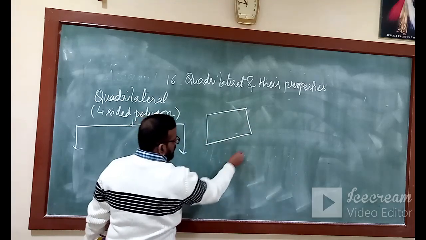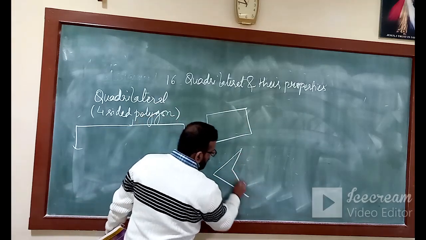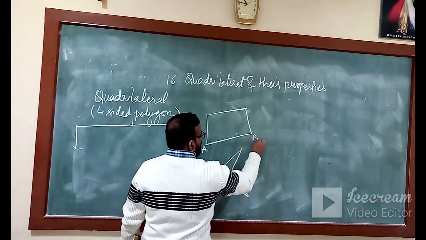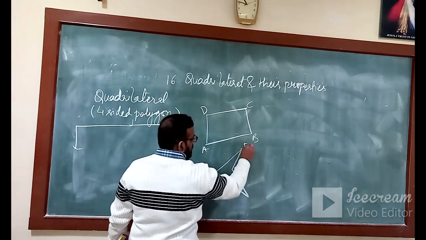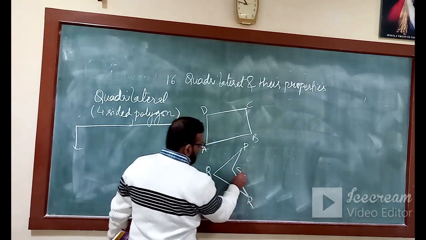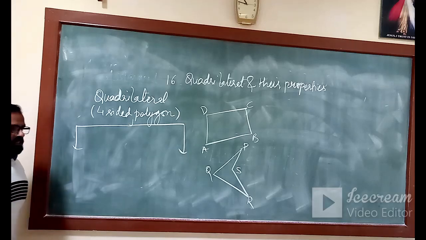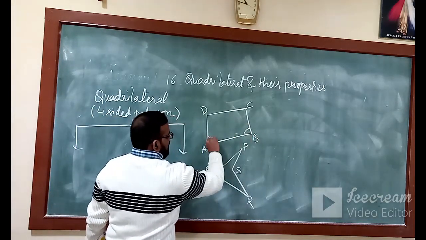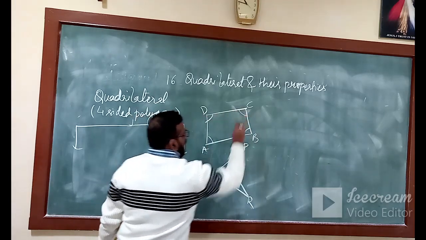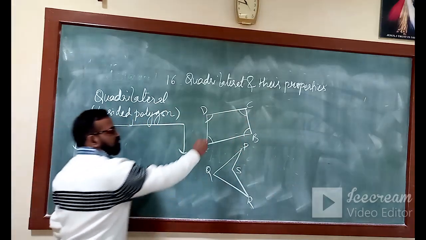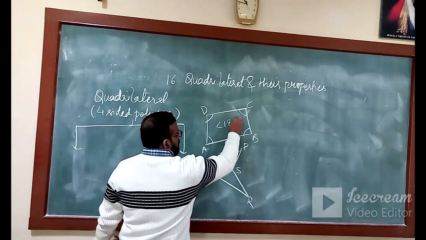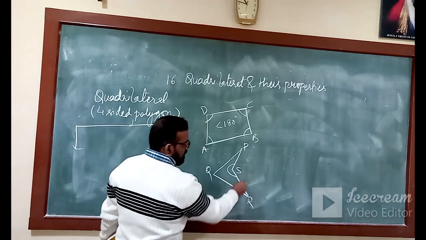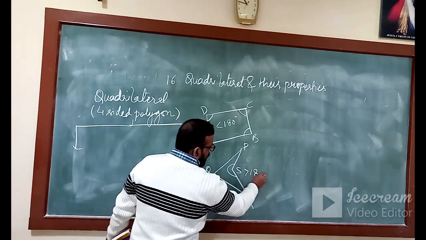I am making two types of quadrilateral here. I have constructed two types of polygon here, A, B, C, D, and suppose this is P, Q, R, S. You must have seen a difference here. In this one, all the angles are less than 180 degree. And here, if you see very carefully, one of the angles in the quadrilateral is more than 180 degree, that we call a reflex angle.